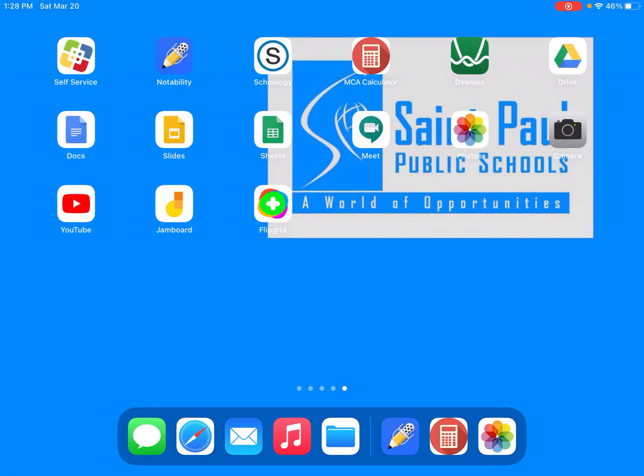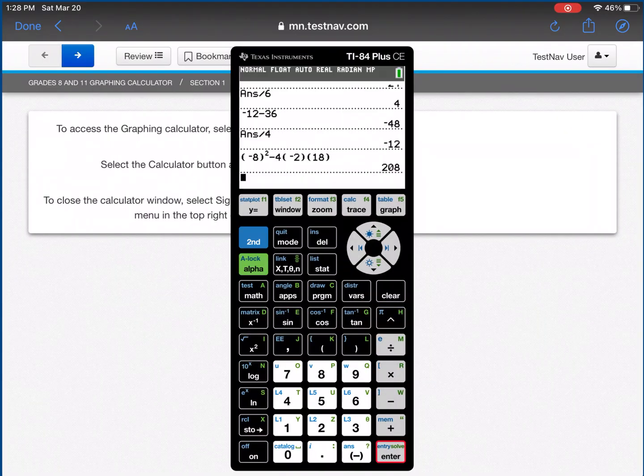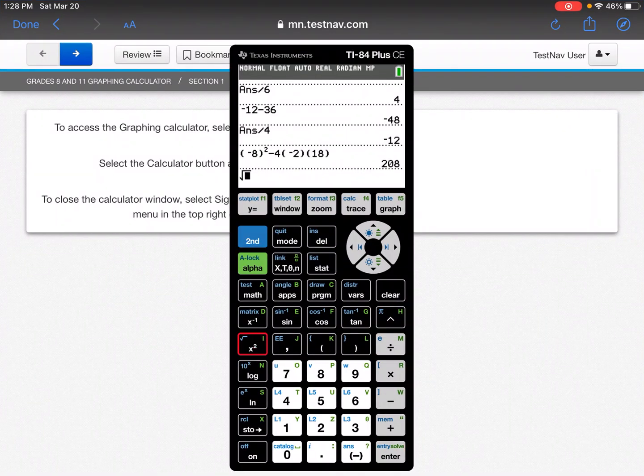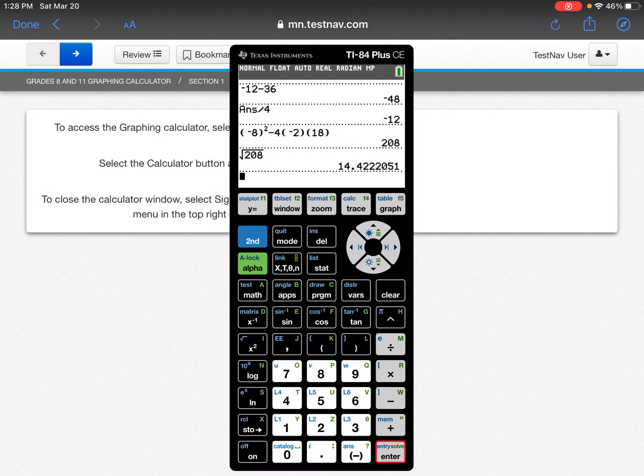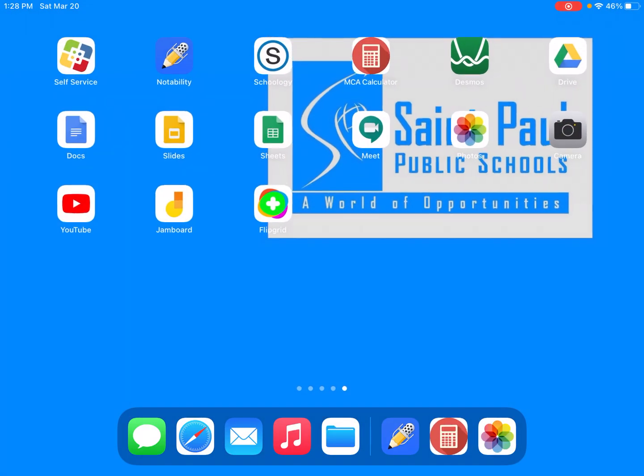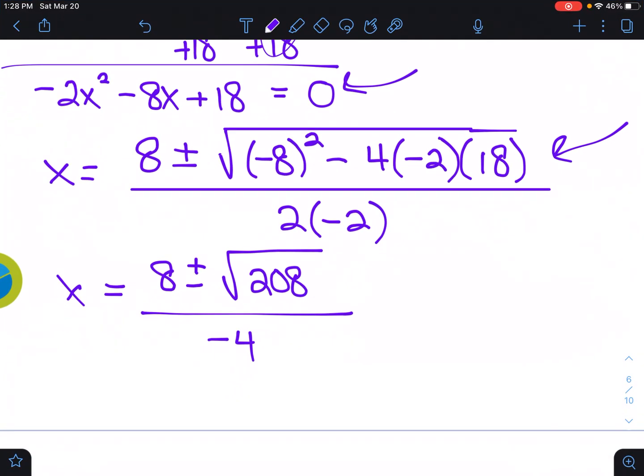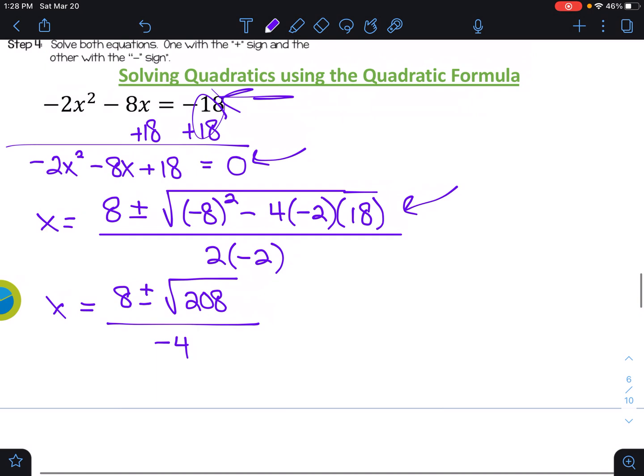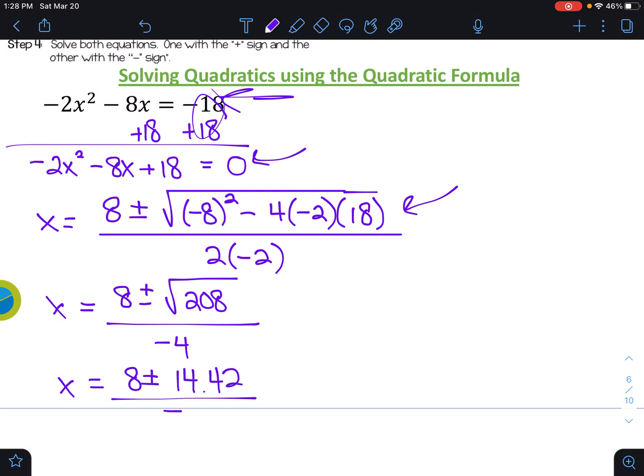What is the square root of 208? It's not super nice. So we're going to round to the nearest hundredth, so it's 14.42. The next number is a 2, so I'm going to leave it. So let's see. This is x equals 8 plus or minus 14.42 all over negative 4. Okay, and then I'm going to figure out what my two answers are.